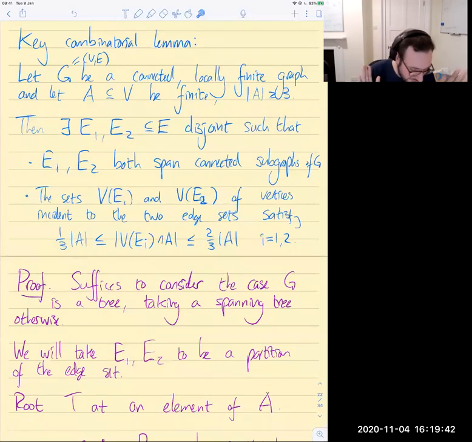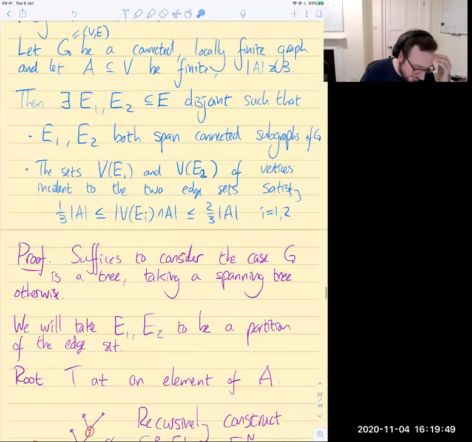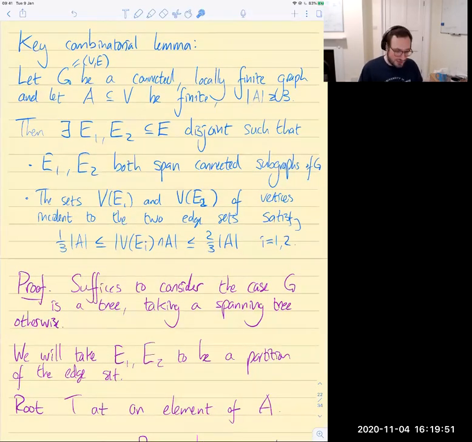And I'm going to take some finite set of vertices A, which has size at least 3. Then I claim I can find two disjoint sets of edges, E1 and E2, so that each of these sets, Ei, spans a connected subgraph of G. The span just means you take the graph that has as vertex set the vertices that touch Ei, and you take Ei as the edge set. So I want them each to span a connected subgraph of G.